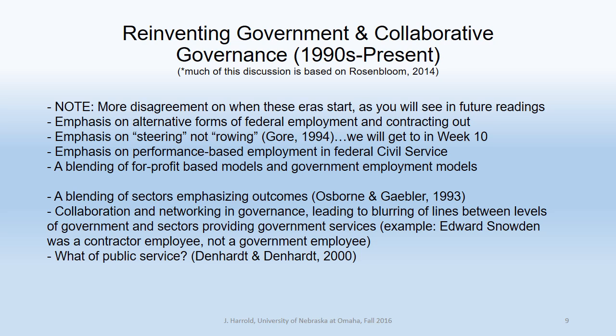And really this leads to where we're at today, which is what many scholars point to, an era of collaboration and networking in governments, leading to the blurring of lines between levels of government and sectors providing government services.